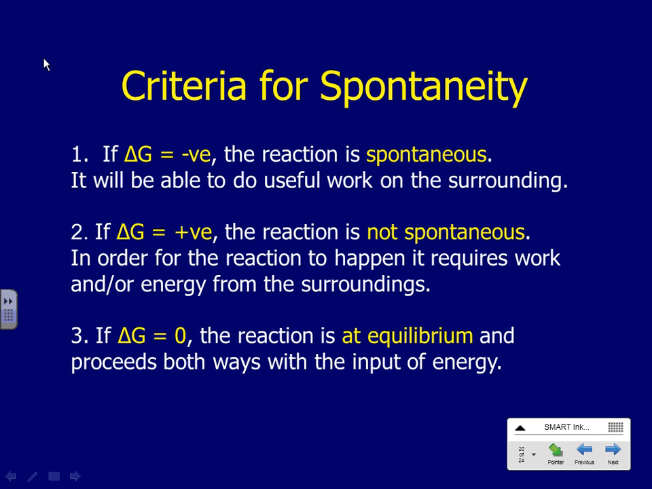Again, here this just kind of reviews what the delta G stands for. If it's negative, yes, it's spontaneous, and it's able to do some useful work on the surroundings. And notice how now I've said useful work. It means it will apply some heat to the surroundings, which is what we've been doing. But it can also cause, say if it's a gas, to expand and push on the surroundings.